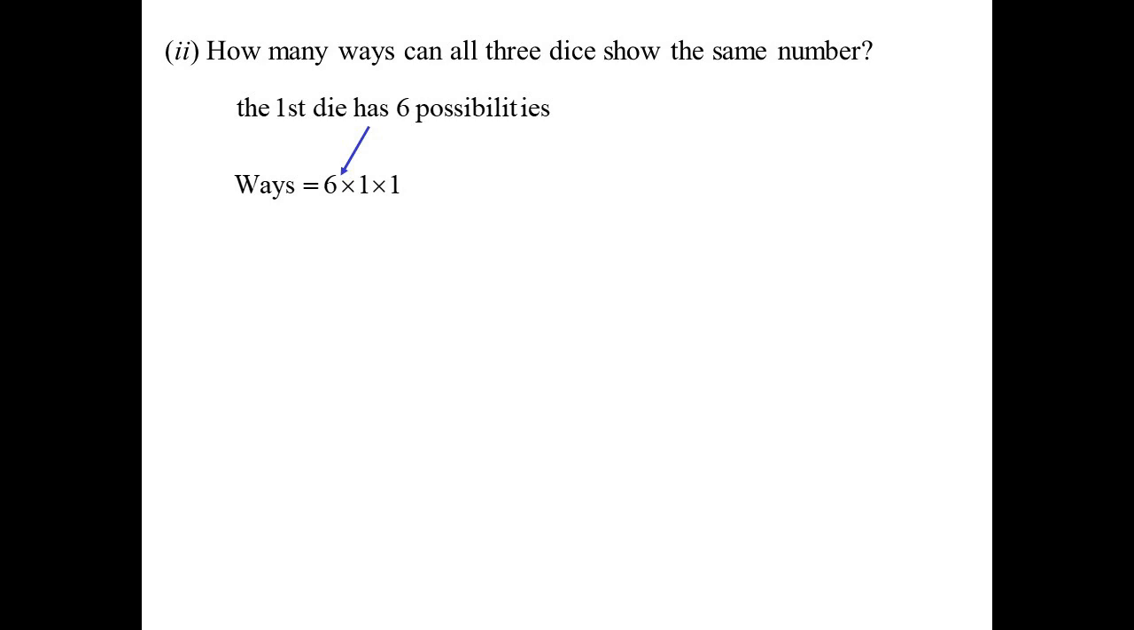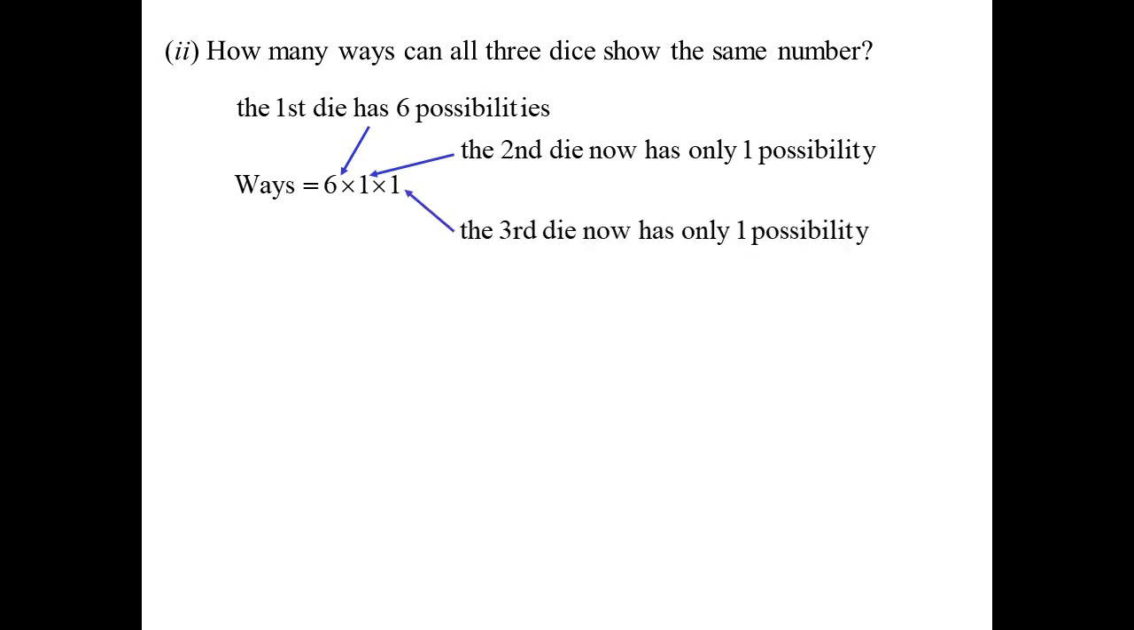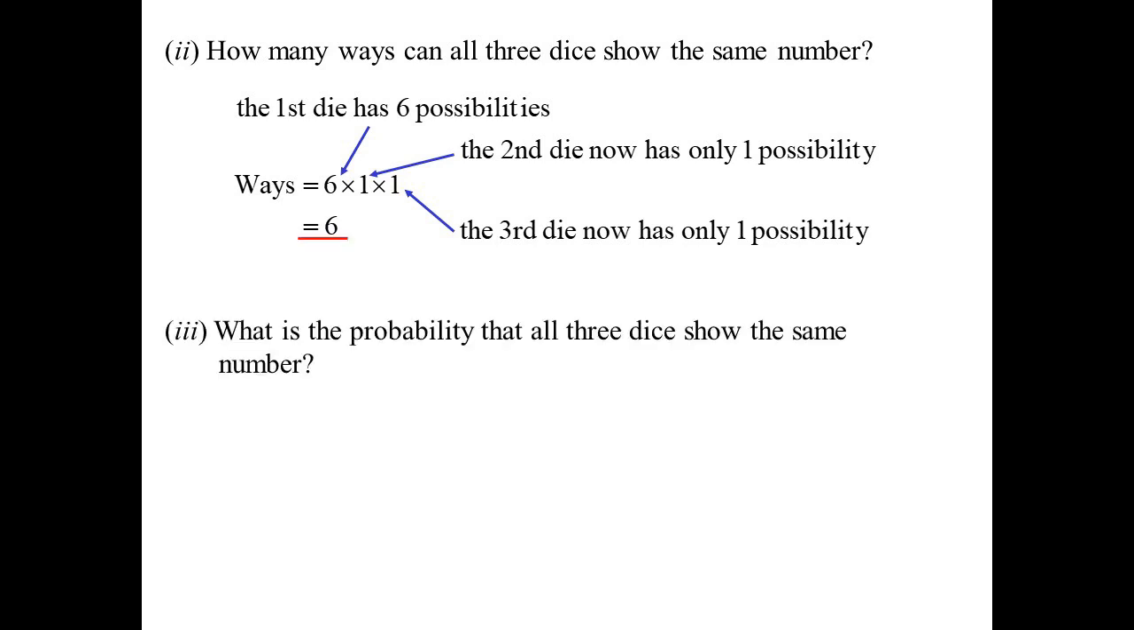Well, the first dice I roll, there's obviously going to be 6 numbers that could come up. But I want all 3 to show the same thing. So the next one I roll, there's only one I want it to get, the same as the first one. And same with the third. I want it to show the same thing. So the total number of ways that all 3 can show the same number, 6 times 1 times 1, is 6.